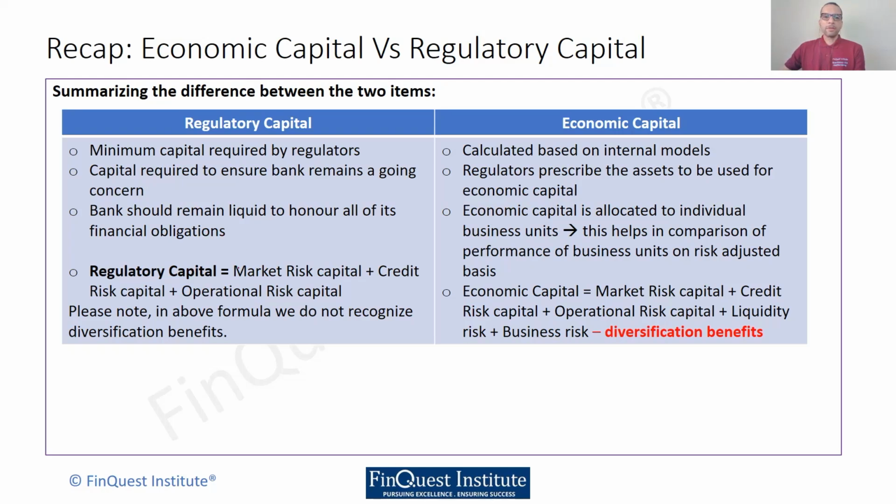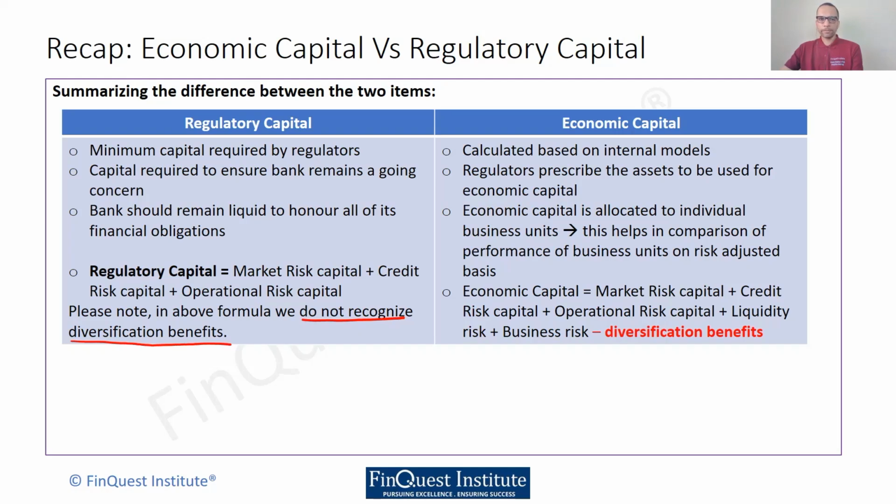Now, regulatory capital can be thought of as the sum of market risk capital, credit risk capital, and ops risk or operational risk capital. One thing to remember about regulatory capital is that we do not recognize diversification benefits. So we can imagine that there are three separate teams, let's say market risk management, credit risk management, and ops risk management. They are going to calculate their respective capital numbers for a certain bank, and then these are going to be summed up in order to come up with the regulatory capital.